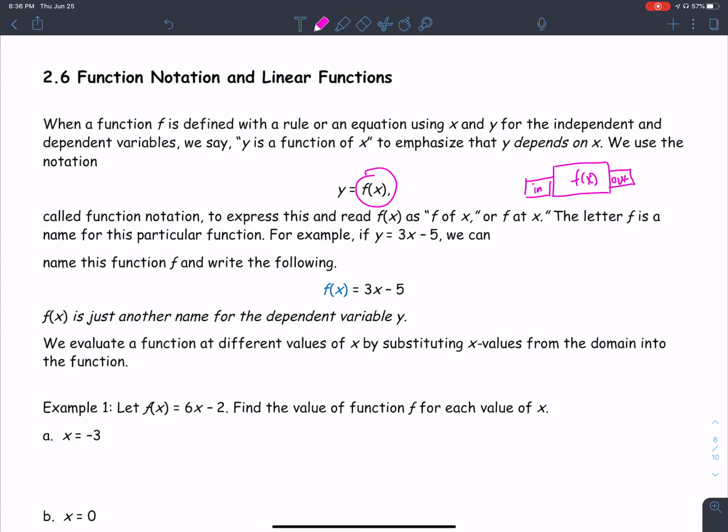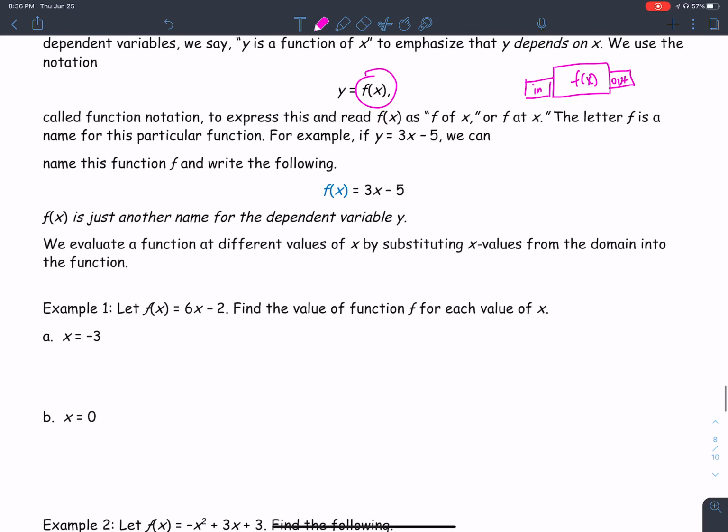So for example, if we have y equals 3x minus 5, we can name this function f and write the following: f of x equals 3x minus 5. So f of x is just another name for the dependent variable y. So we evaluate a function at different values of x by substituting x values from the domain into the function. All that's saying is if we have a value, we plug it in for x in the function.